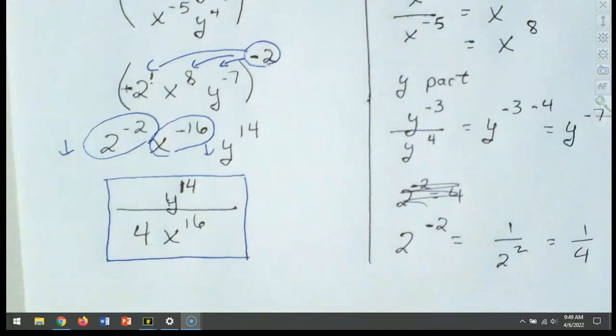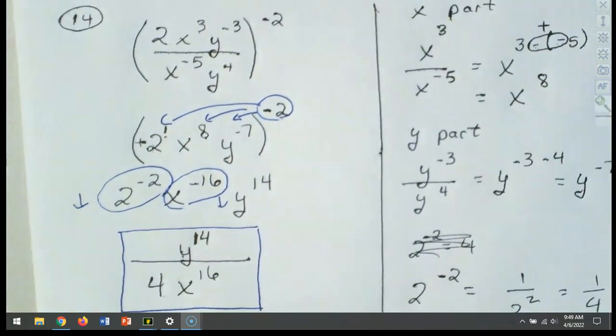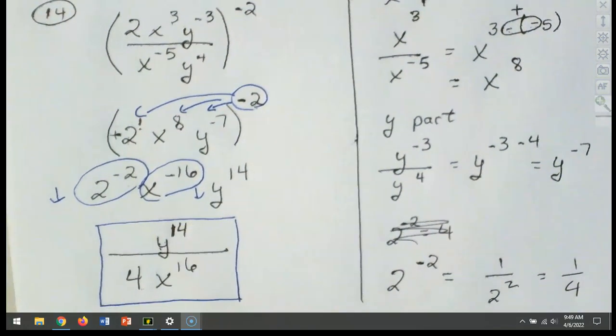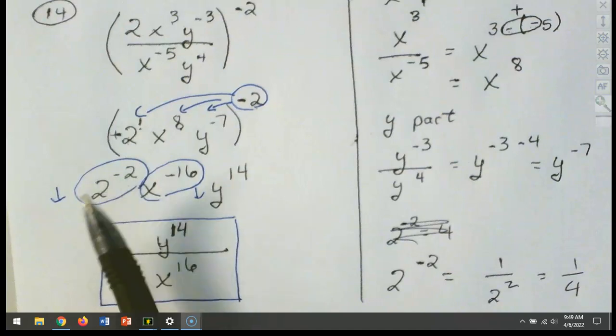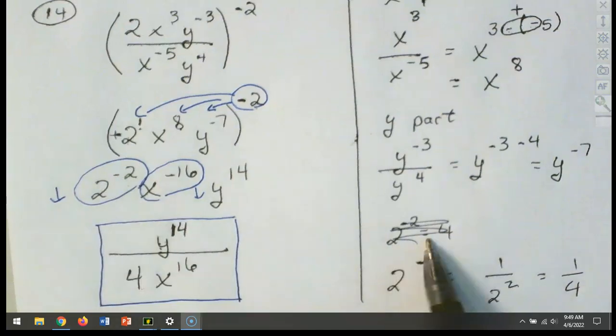So go through all your steps, break it up into individual pieces if you need to. Remember, negative exponents go down below. When I have a 2 raised to a negative power, what I usually do is write over the side that it's a positive, break it down, and remember it goes down below. But you can also write it like this. It's the same thing.